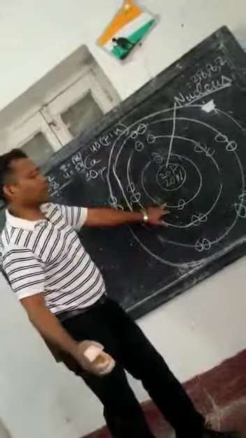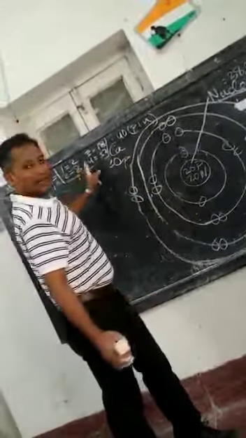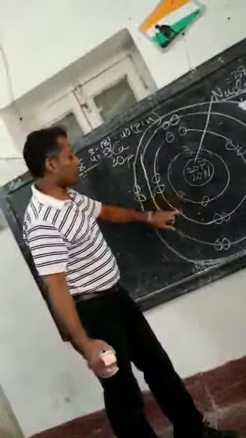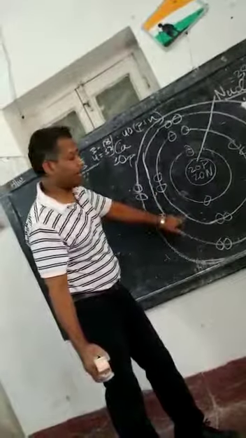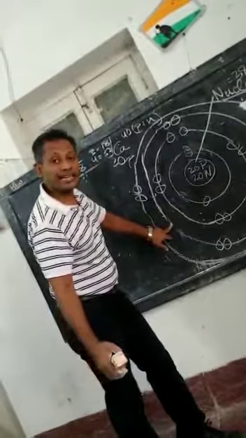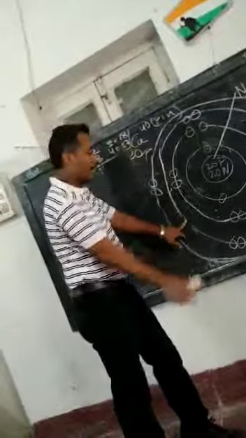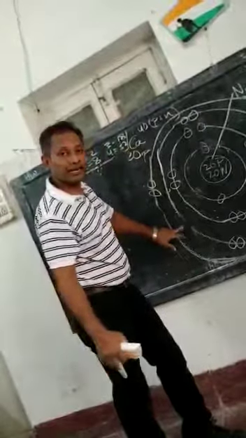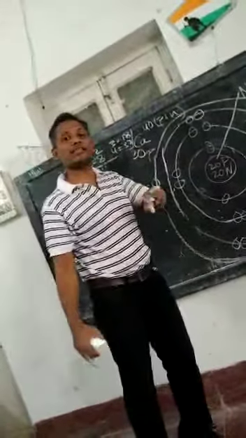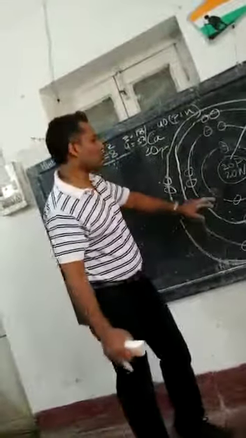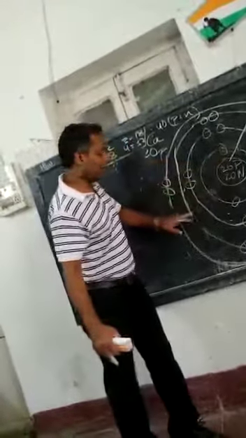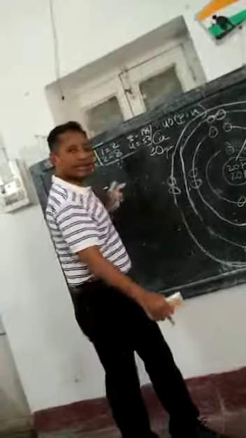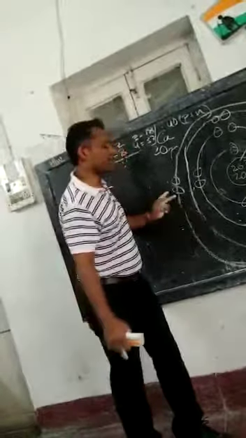In orbit number 1, 2 into 1 square, 2 electrons can be there. Orbit number 2, maximum 8 electrons can be there. Orbit number 3, maximum 18 electrons. 2 into 3 square, 18 can be there. Orbit number 4, 32 can be there. But the second rule says that the last shell cannot have more than 8 electrons. So I put 2 here, 8 here. Third, I could have put 10. Then I would be breaking the second rule. So I put 8 and last shell 2.